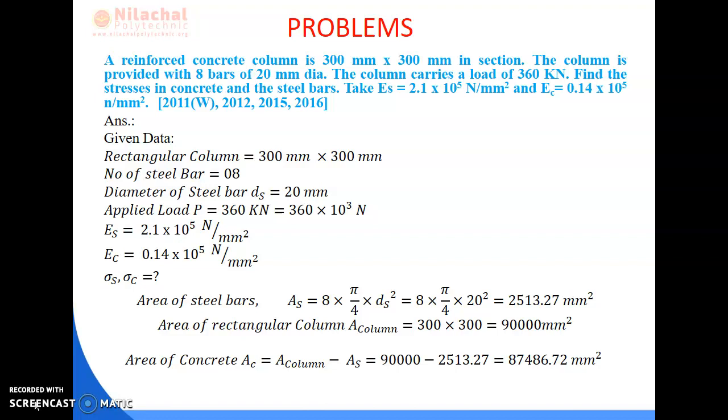A reinforced concrete column is 300 mm by 300 mm in section. The column is provided with 8 bars of 20 mm diameter. The column carries a load of 360 kN. Find the stresses in concrete and steel bars. Take Young's modulus for steel as 2.1 into 10 to the power 5 Newton per mm square, and Young's modulus for concrete as 0.14 into 10 to the power 5 Newton per mm square.